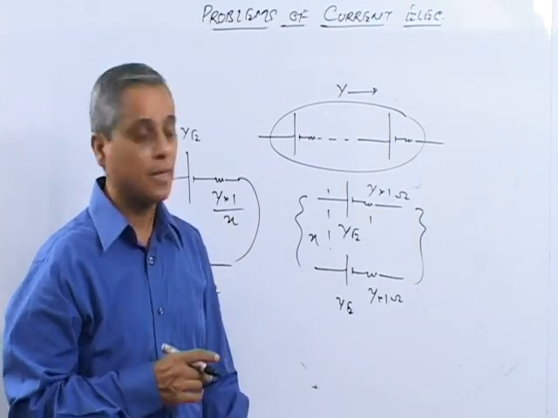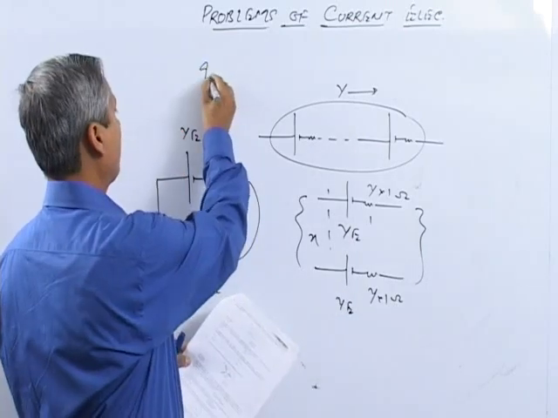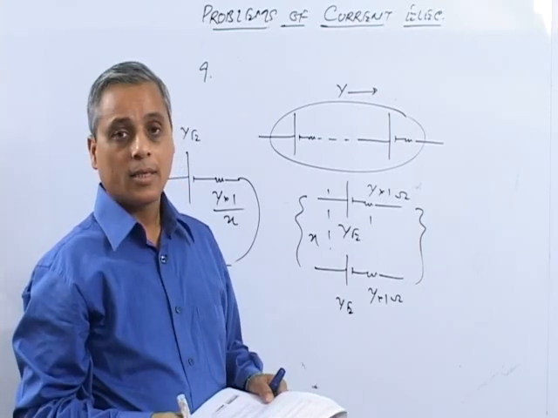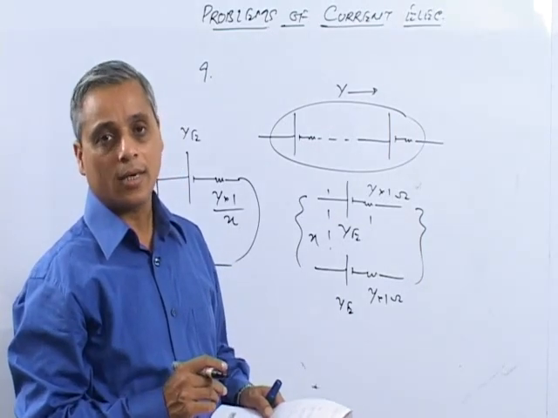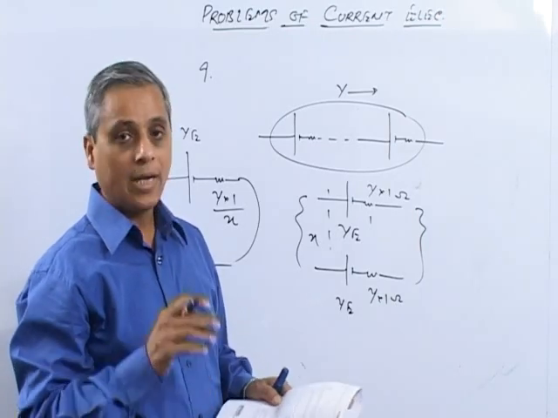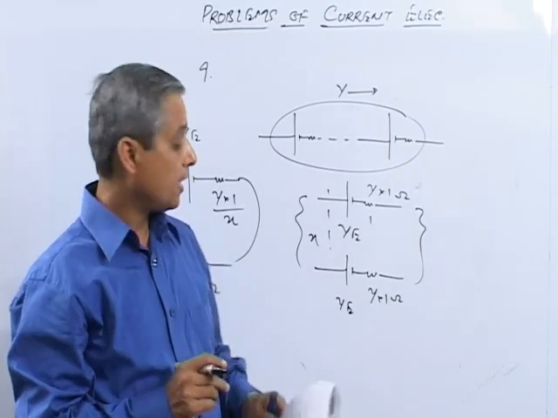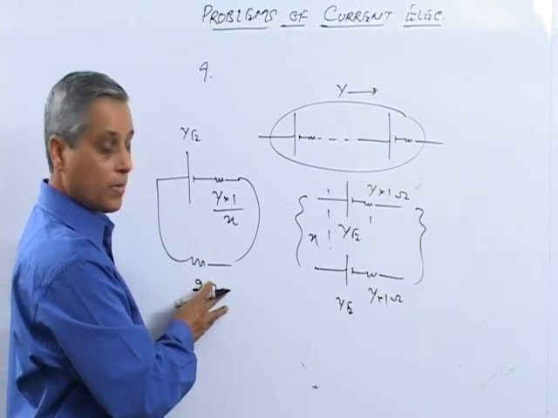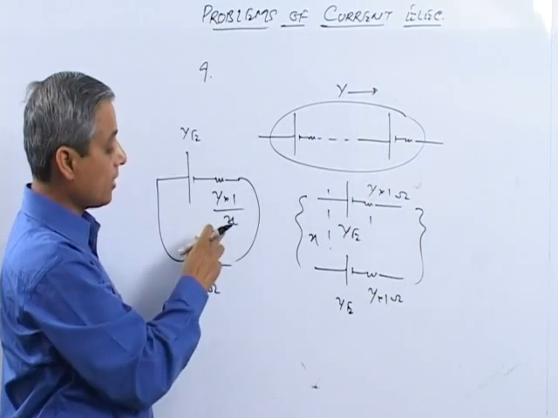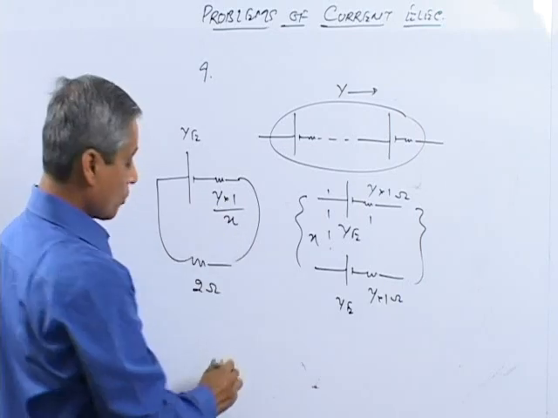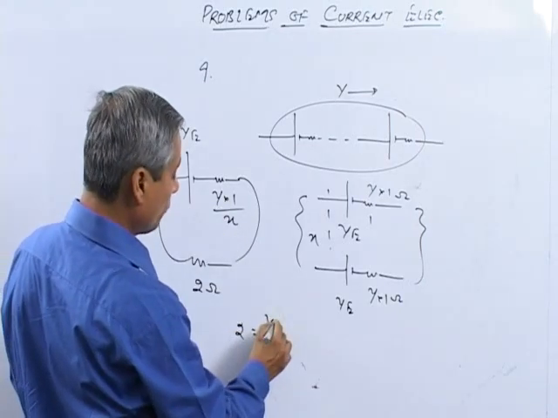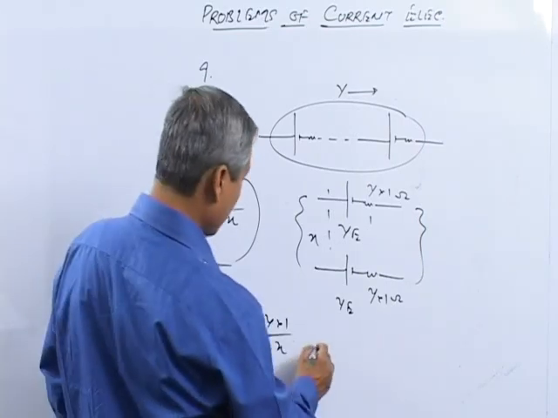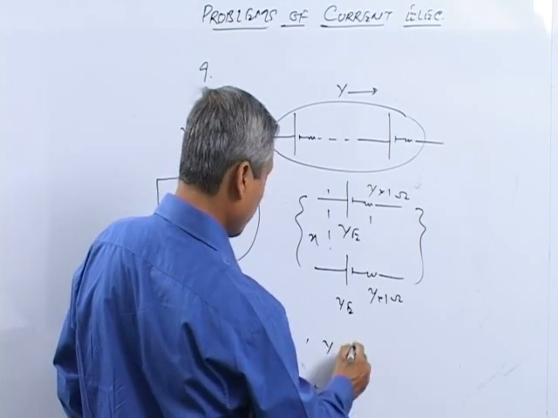Now there comes in the picture the maximum power theorem. The power delivered to the external resistance is maximum when the external resistance is the same as the internal resistance of the battery. So the external resistance is 2 ohm. The internal resistance of this combination or battery is Y into 1 by X. So this will become 2 is equal to Y into 1 by X. So if you solve it, you get Y is equal to 2X.